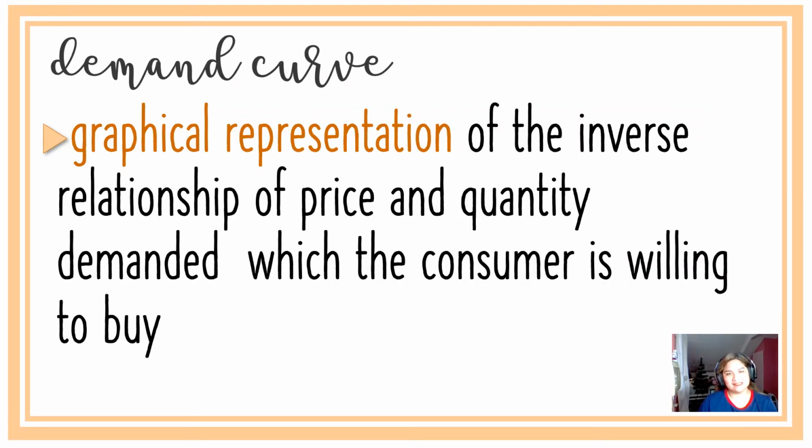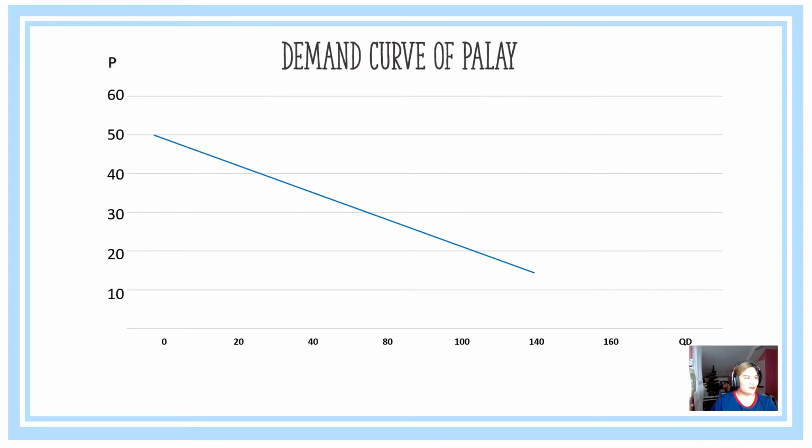And another way to see the relationship of price and demand is what we call the demand curve. If demand schedule is a table, demand curve is a graphical representation. So here is an example of a demand curve. In this example, we also have the demand curve of palay. In the y-axis, we can see here the price, and for the x-axis, or the horizontal line, we can see here the quantity demand.